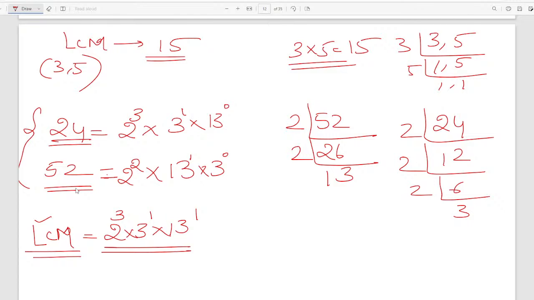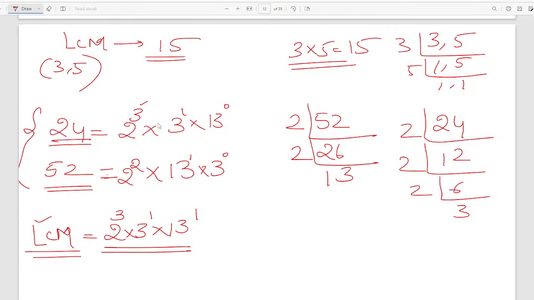I hope this is clear. This is how you find it. Whenever you are calculating the LCM, you write it in the prime factorization method. And then you take the common primes, and among the common primes, you take the number with the highest power.